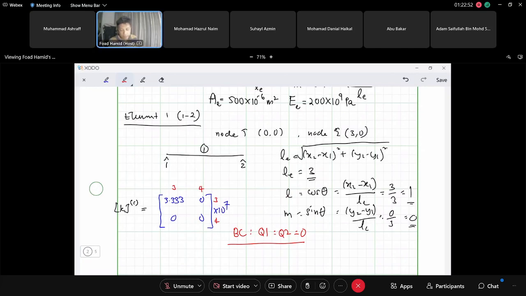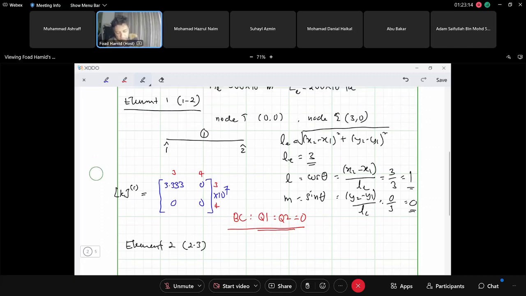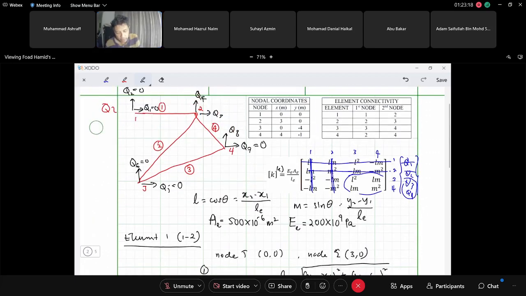We do the same thing again for element number 2, element number 3, element number 4, and so on. So now let's do element number 2. I'm not going to show everything, but I hope you get the idea here. Element number 2 is node 2 to node 3, which is this one. Okay, node 2 and node 3.